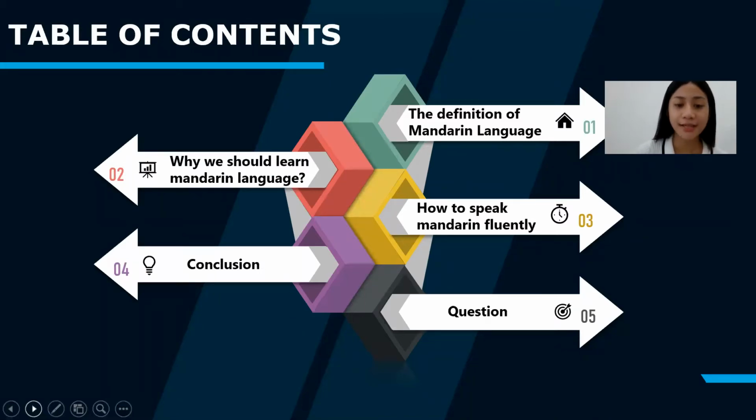My presentation has 5 parts. First, I am going to present the definition of Mandarin language. Second, I will share with you the reasons why we should learn Mandarin language. The next thing, I would like to give you some tips on how to speak Mandarin fluently. Then I will conclude the presentation, and by the end of this presentation, you will be able to ask me about the material of this presentation.